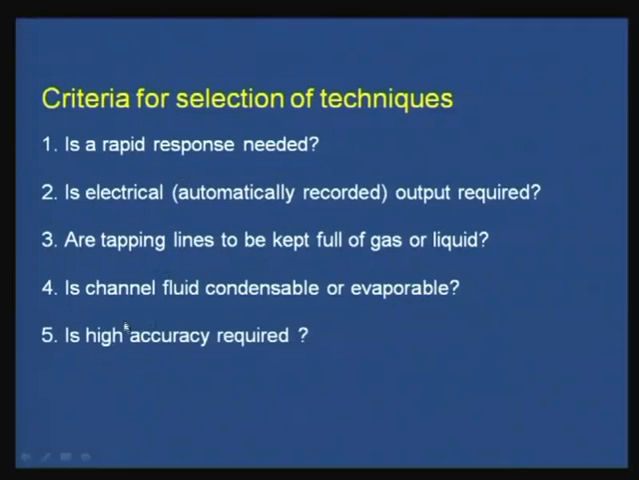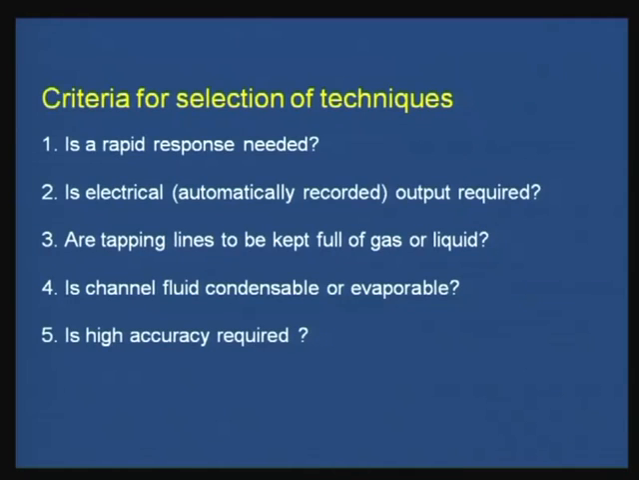The other thing is, how much accuracy do you need? The final point which I have given is, how much high accuracy is required? Because if you need high accuracy, then for liquid filled tapping lines we can go for inverted liquid gas manometer types instead of liquid mercury manometers. It is going to be better. And if we have gas filled lines, special cases, we can go for inclined manometers or micromanometers. Remember this. Using manometers, if we need high accuracy, then instead of liquid mercury manometers, we can go to liquid gas manometers for liquid filled lines. And for special cases where we use gas filled pressure lines, we can use inclined manometers or micromanometers.